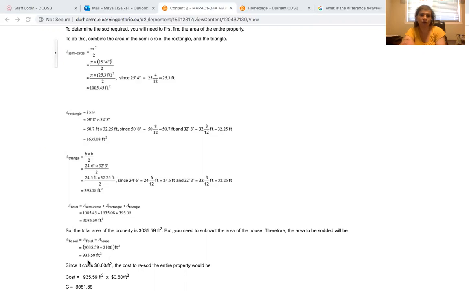Now, we know that each square foot is going to cost $0.6. To find the total cost, you multiply the total area that you're going to be sodding by the $0.6, and that's going to be your total cost. So the total cost is going to be $561.35.